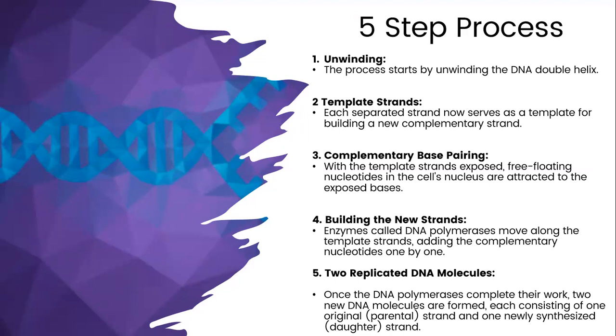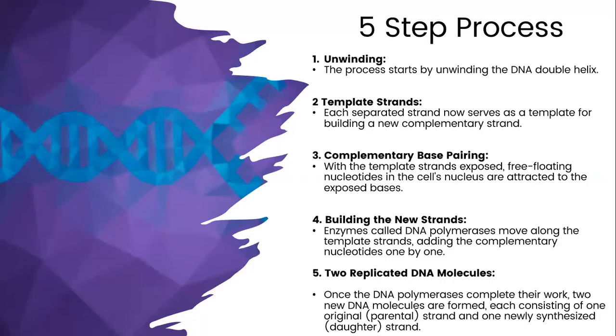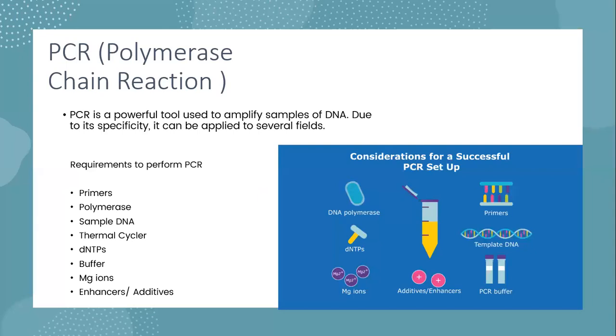So then the enzyme called DNA polymerase moves along the template strands and adds complementary nucleotides one by one. So then we form two replicated DNA molecules. Once the DNA polymerase has completed its work, two new DNA molecules are formed, each consisting of the original, which is the parental, and one newly synthesized strand. So 5 simple steps are involved in the replication of DNA, and that is an important theory because it helps you understand how we use PCR.